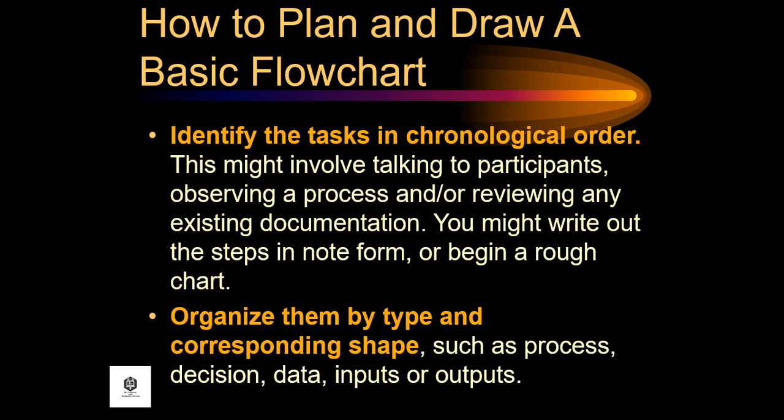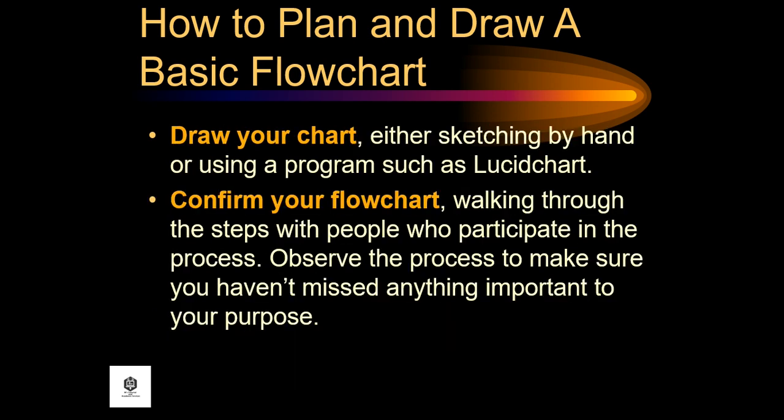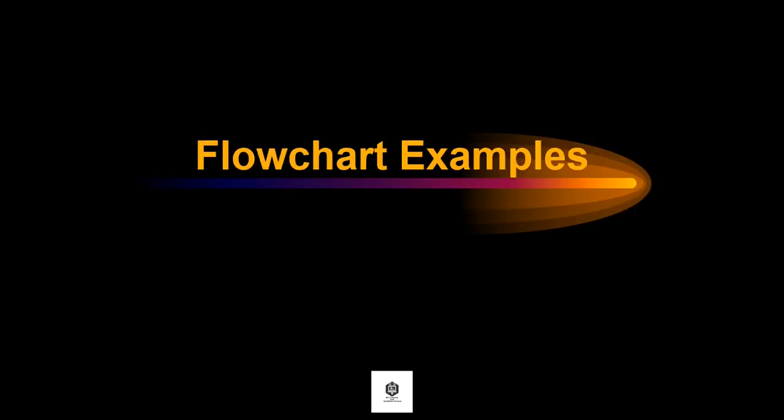Organize them by type and corresponding shape, such as process, decision, data, inputs, or outputs. Next is draw your chart, either sketching by hand or using a program such as Lucidchart, and confirm your flowchart, walking through the steps with people who participate in the process. Observe the process to make sure you haven't missed anything important to your purpose. Here are some of the images regarding the flowchart examples.